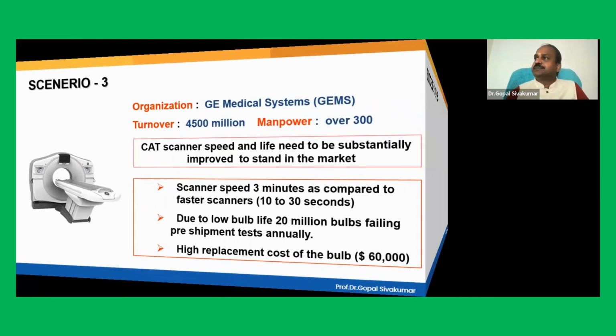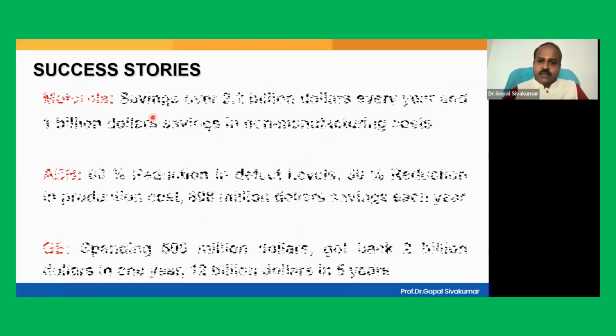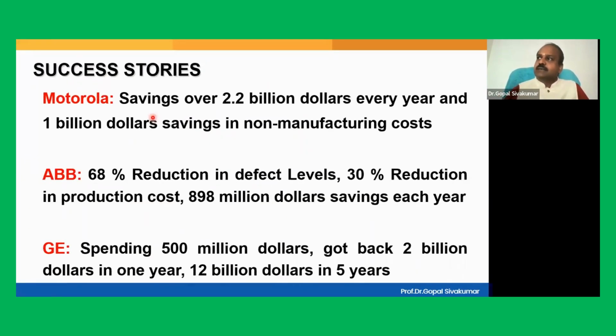So these are the results these companies achieved. Motorola achieved a saving of $2.2 billion every year in manufacturing and $1 billion in non-manufacturing. Please notice the words manufacturing as well as non-manufacturing. At the time of introduction itself, Six Sigma was applied in both manufacturing as well as non-manufacturing.